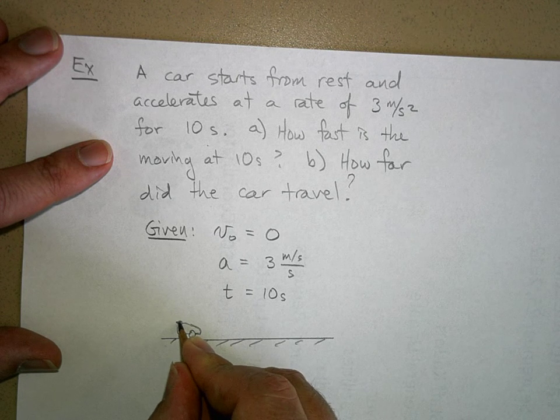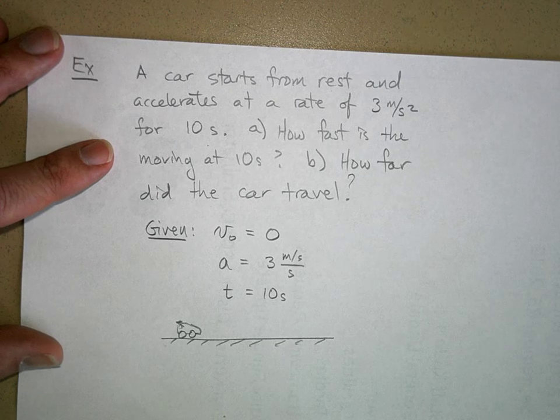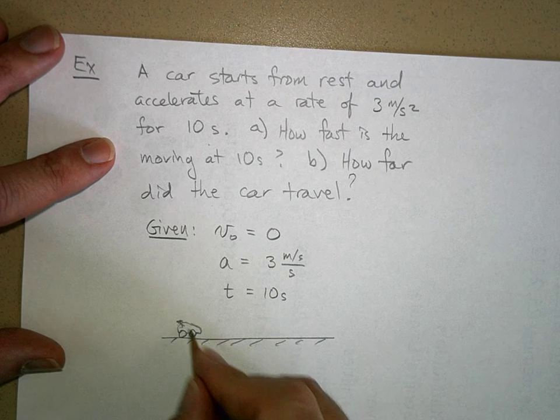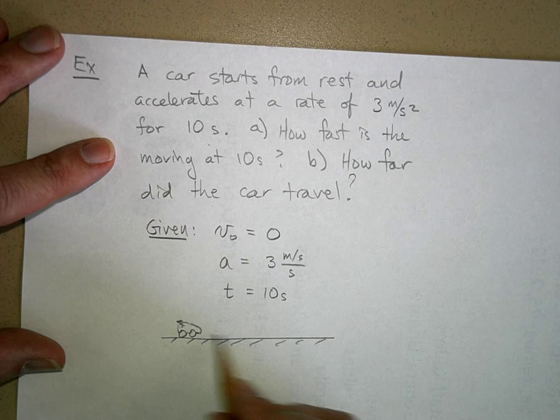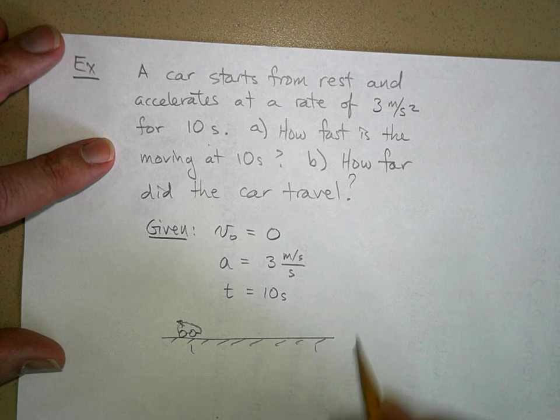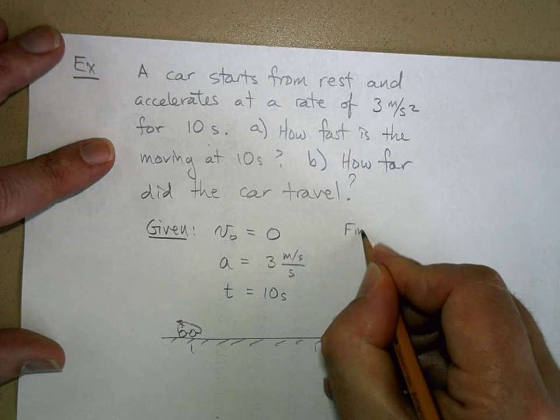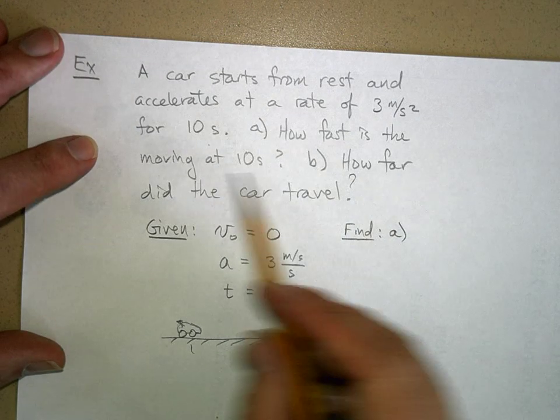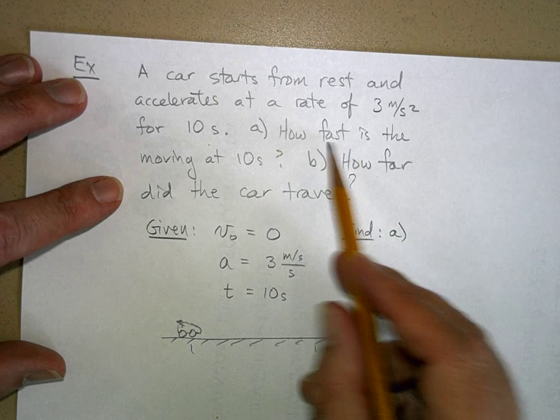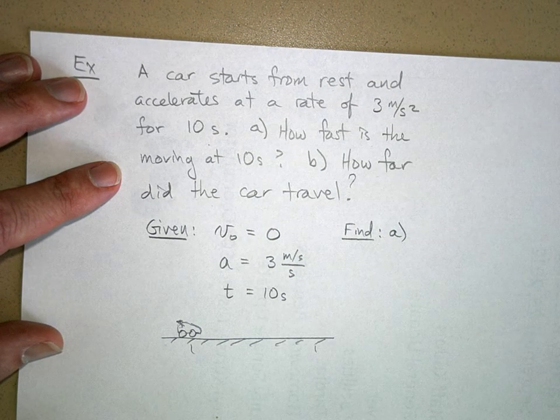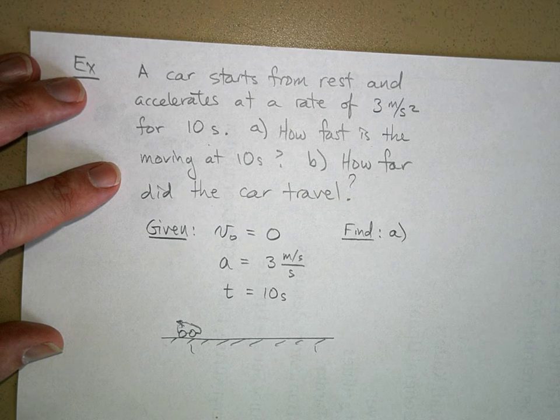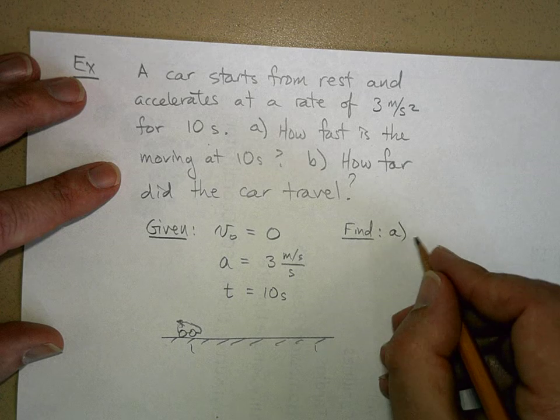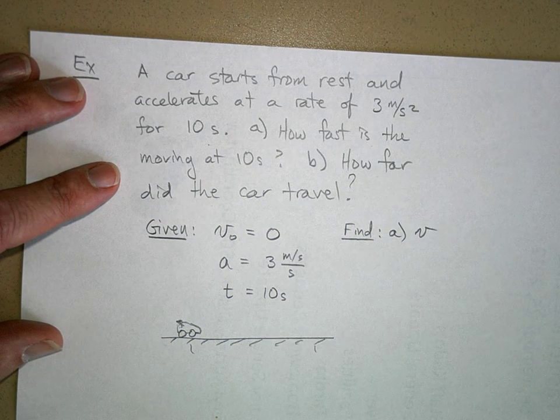Okay. And you could write this all around here, and we want to know, what are we trying to find? For part A, what are we trying to find? How fast is the car moving at 10 seconds? So what is that? What variable is that? It's v, right? Our final velocity.